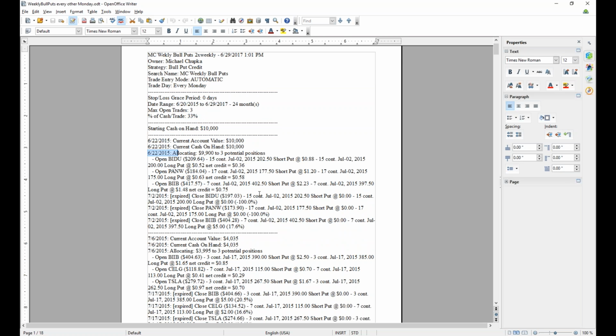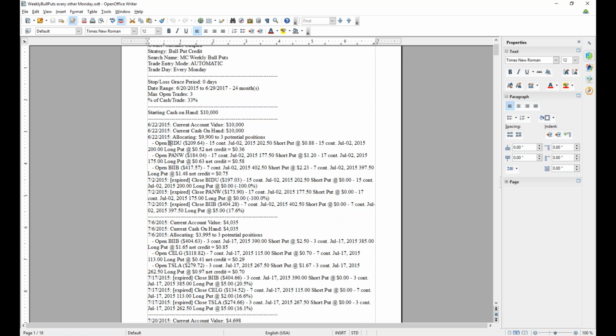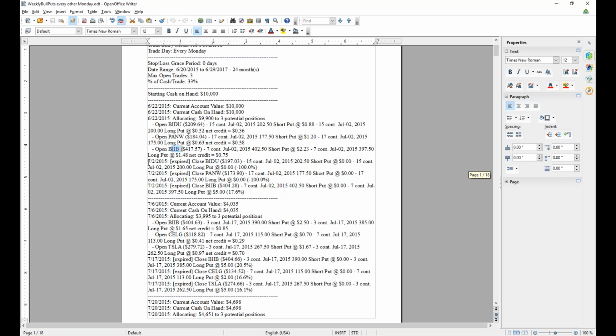And you see here at 6/22/2015, we opened 3 positions on Baidu, PanW, BIB, and then it shows me what happens on expiration of July 2nd. And you can see here, PanW is 100% loss. Baidu was 100%. Right off the bat, I'm down 60%. Because I did take that 10,000, I allocated 33. 2 of them were the full loss, so I'm down 60%.